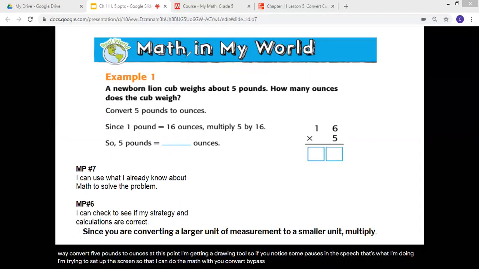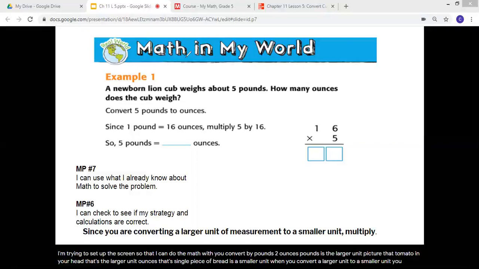Convert 5 pounds to ounces. Pounds is the larger unit. Picture that tomato in your head. That's the larger unit. Ounces, that single piece of bread, is a smaller unit. When you convert a larger unit to a smaller unit, you multiply.